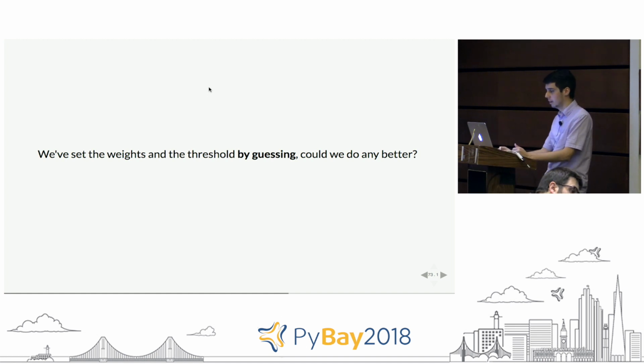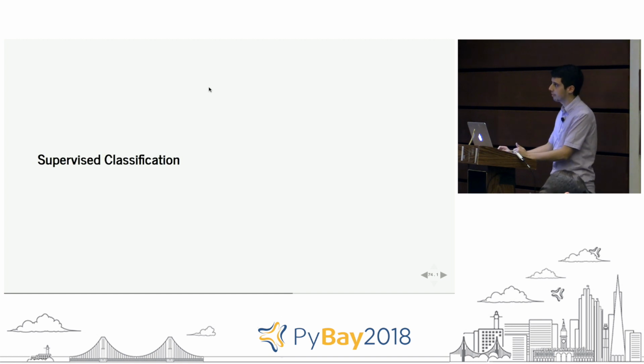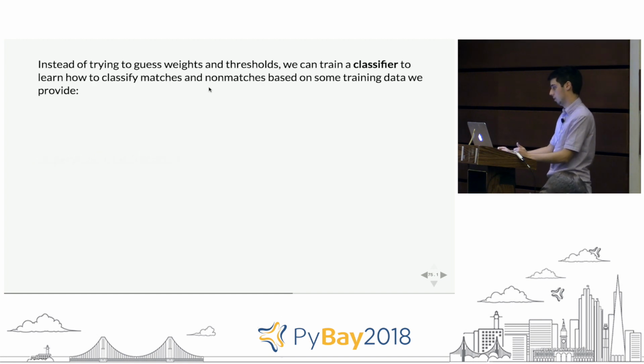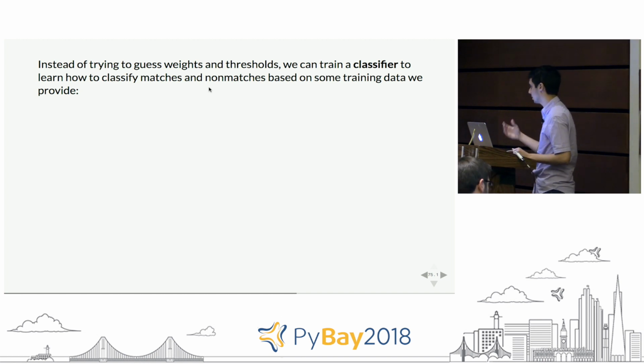Could it do any better? Yes, we could try supervised classification. Instead of trying to guess the weights and the thresholds, we can train a machine learning classifier to classify matches and non-matches based on the vectors we have. So we'll produce some training data.